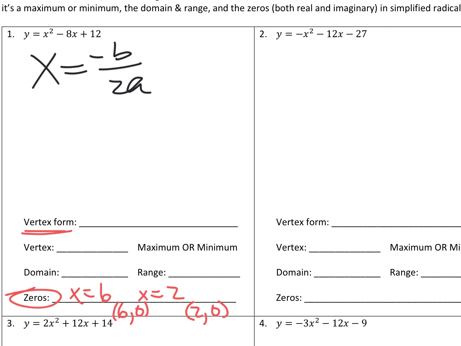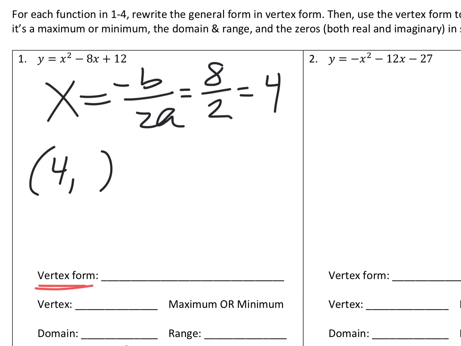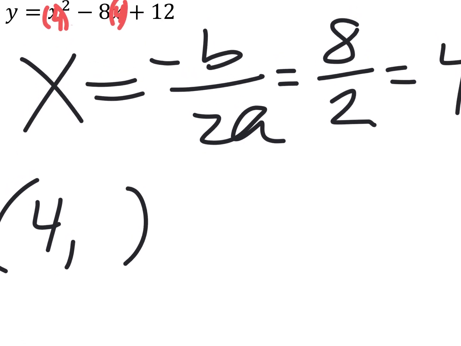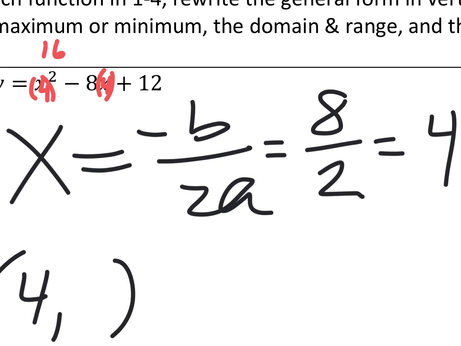All right, so negative b is negative of negative 8, which is 8, over 2a, which is 2, which means x is 4. Is that the whole vertex? No, it's the x of the vertex. So it's 4 comma something. And then to figure out the other part, you just stick the 4 in the function. I'm going to put it right there. And that's going to come out to 16 minus 8 times 4 is 32 plus 12. Well, that's going to make negative 16 plus 12, which will be negative 4. 4 comma negative 4. Is that what you guys got? Yeah. Cool. Then that's the vertex.